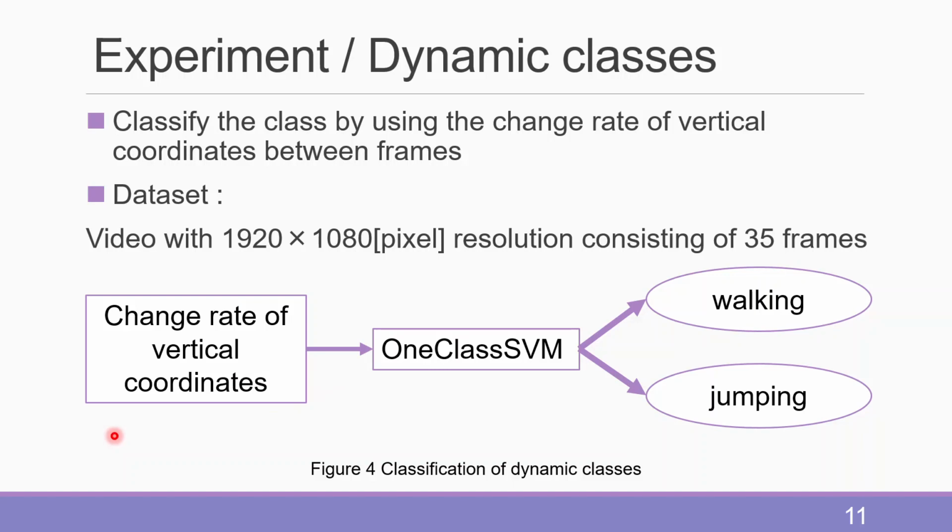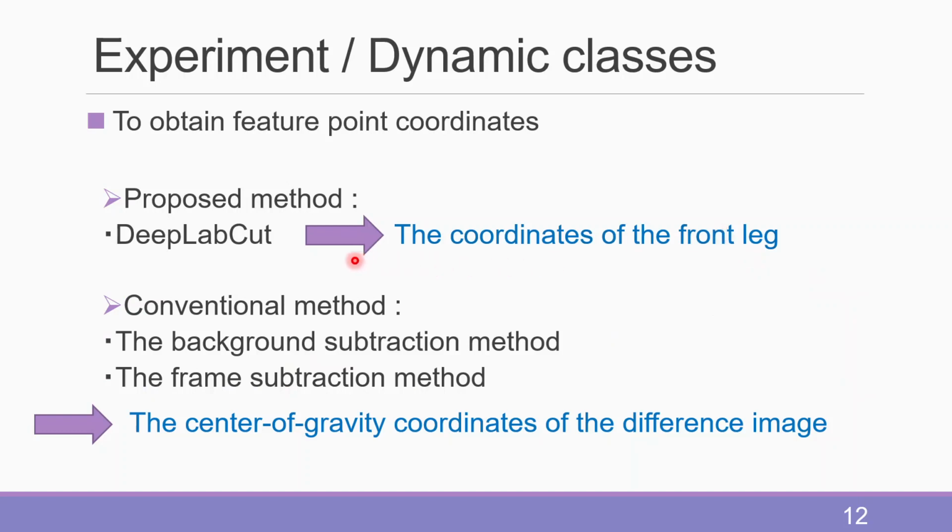Next, we performed an experiment of dynamic classes. 35 frames are used. Using this dataset, feature point coordinates are obtained using 3 methods: DeepLabCut, background subtraction method, and the frame subtraction method.